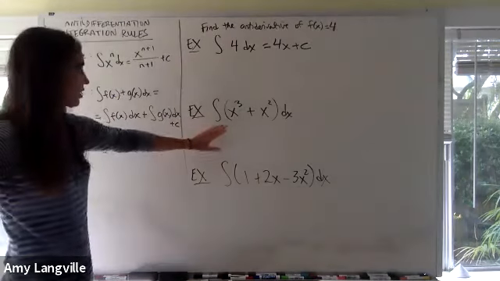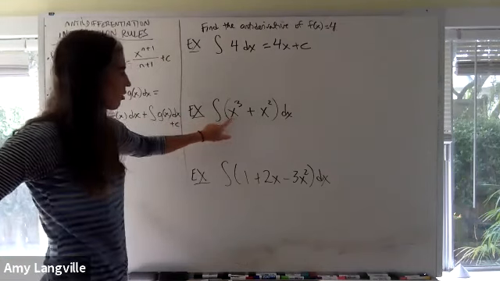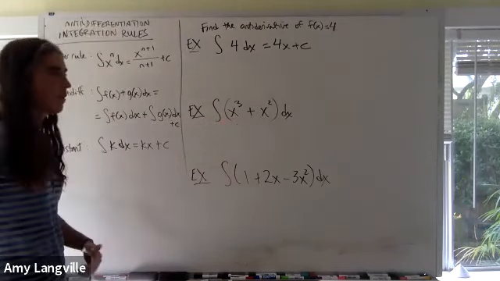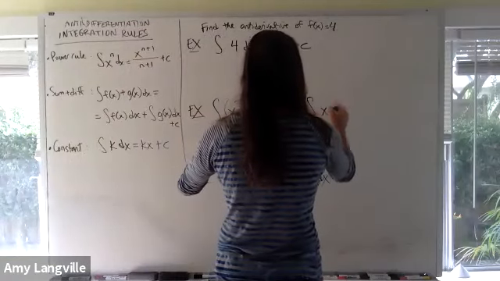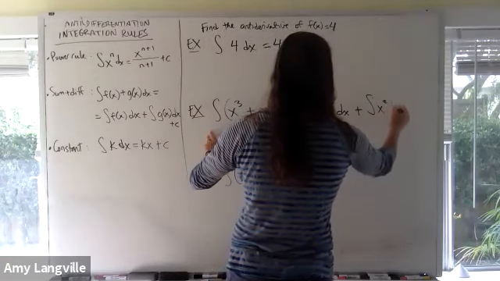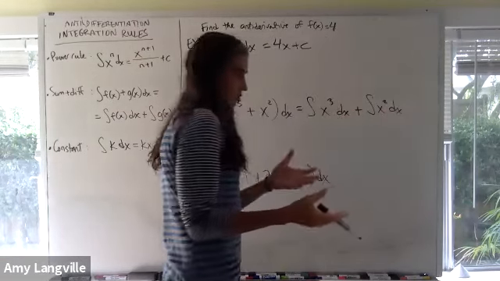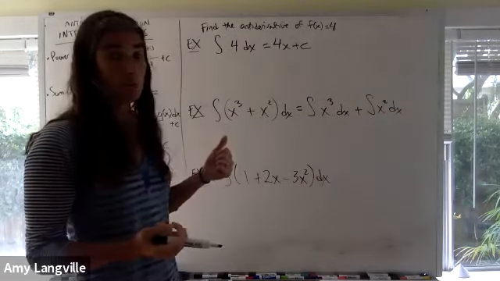Okay, so it turns out that the sum rule helps us say, well, there's really two parts here. There's stuff before a plus sign and stuff after a plus sign. And I can really think about this as two separate integrals: the integral of x cubed with respect to x plus the integral of x squared with respect to x. When I treat it that way by the sum and difference rule, I really divide it into two smaller problems.